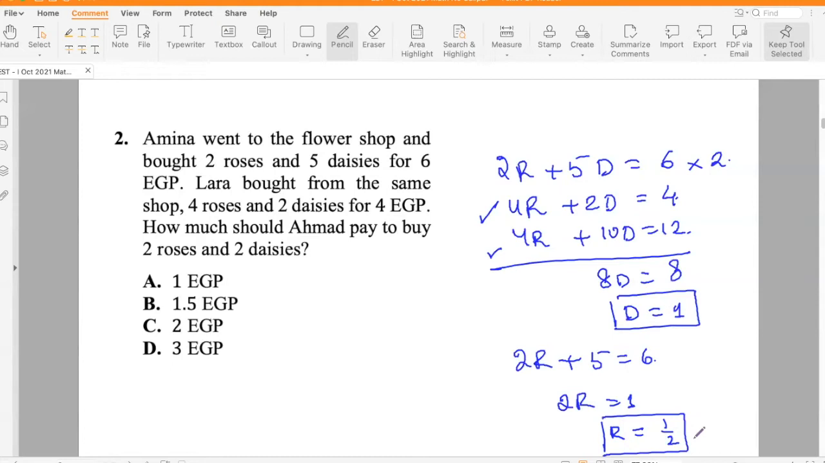Now Ahmed buys 2 roses and 2 daisies. So 2 roses and 2 daisies would be 2 into 1 by 2 plus 2 into 1. So that's 1 plus 2, which is 3 Egyptian pounds.